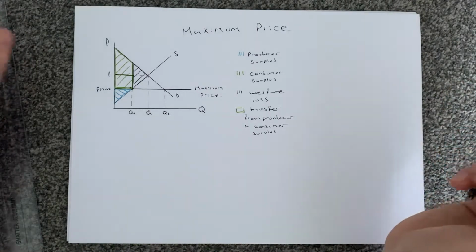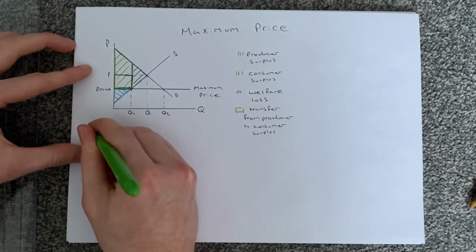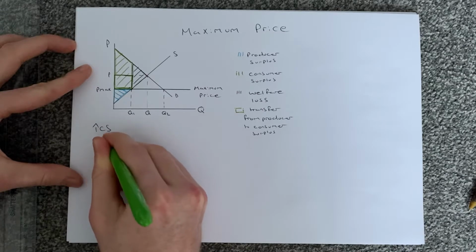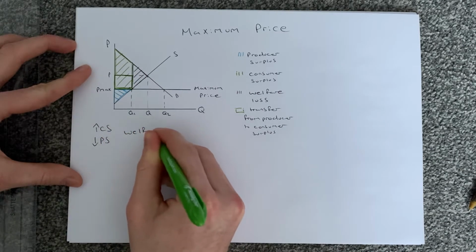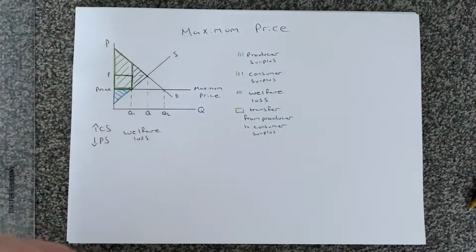So just to reiterate, the key points that we must know when we're talking about a maximum price is that consumer surplus increases, producer surplus decreases, but unfortunately the key issue that we've got here is there is a welfare loss to society, and that's the key issue that we come across. So that's a maximum price and how it impacts upon both producer and consumer surplus.